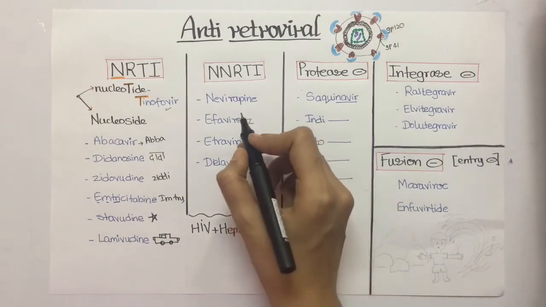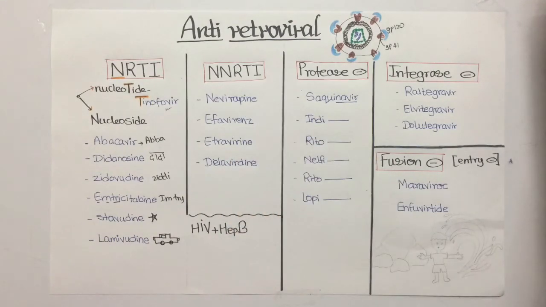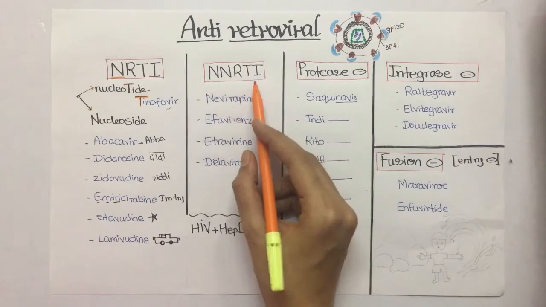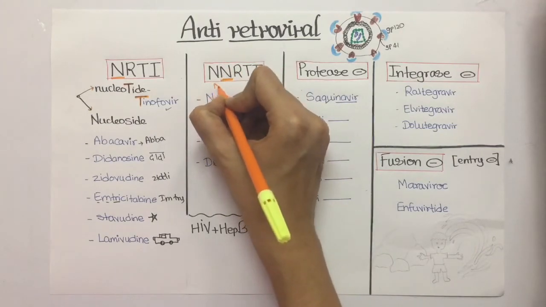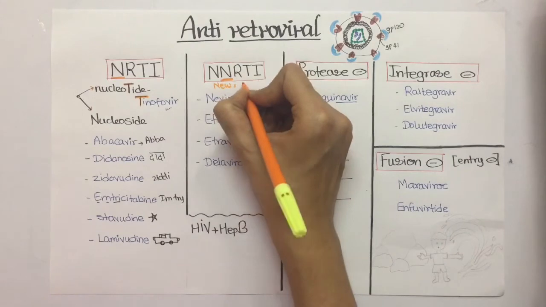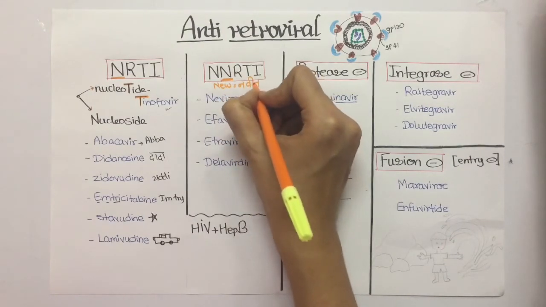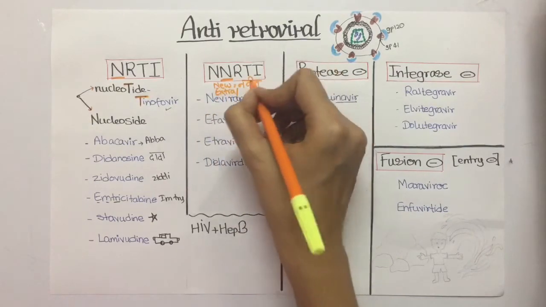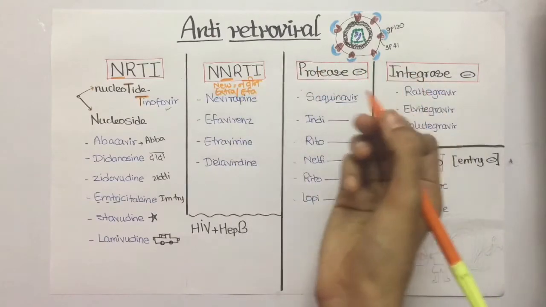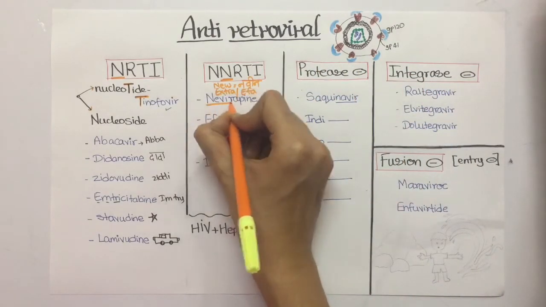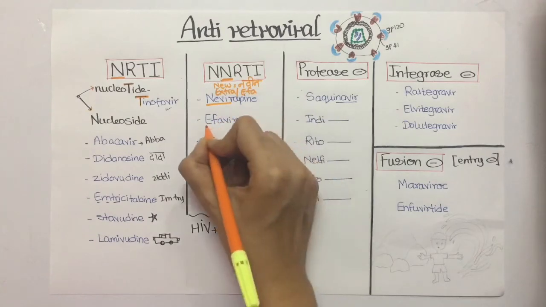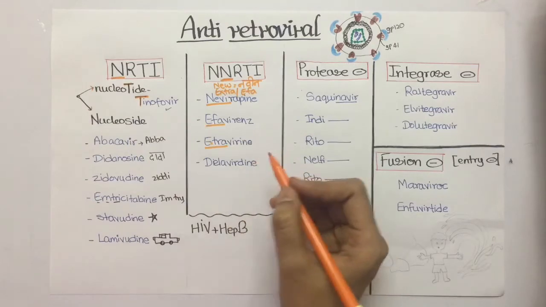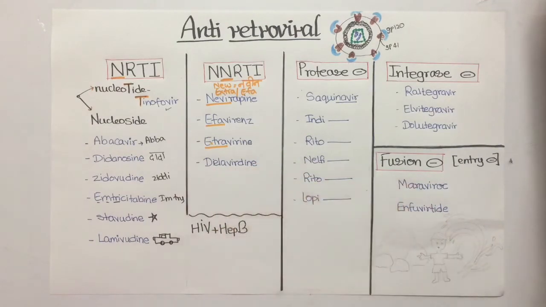Now let's come to the next group, that is NNRTI, which is non-nucleotide reverse transcriptase inhibitors. Now here this N is new, and in Marathi new is also called Naveen, or this N can also be said to be extra, and Efa rhymes with extra. So this new, Naveen in Marathi, so nevirapine, efavirenz, and extra or etravirine. Also there is an extra drug, delavirdine.